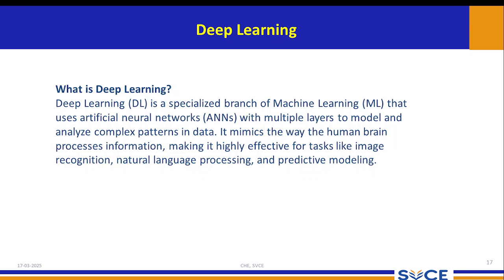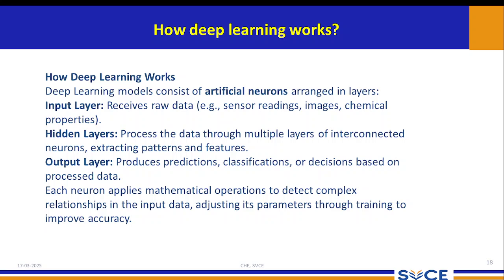So under machine learning only, this deep learning comes into the picture, that uses artificial neural networks with multiple layers to model and analyze complex patterns in data. Okay, it mimics the way the human brain processes information, making it highly effective for tasks like image recognition, natural language processing, and predictive modeling. Artificial neural networks we have already seen in unit 1. Okay, I will recap all this part again.